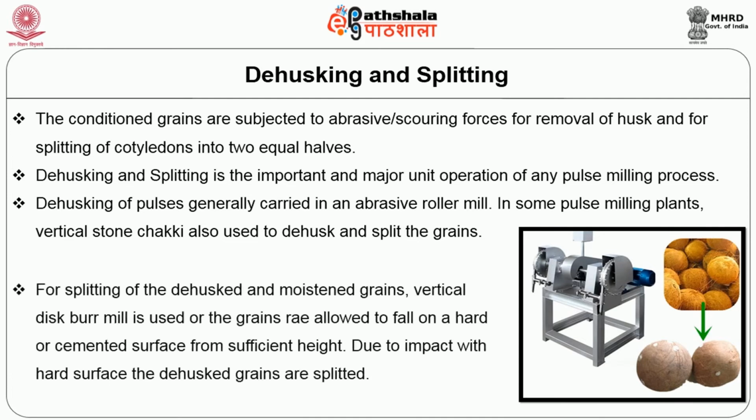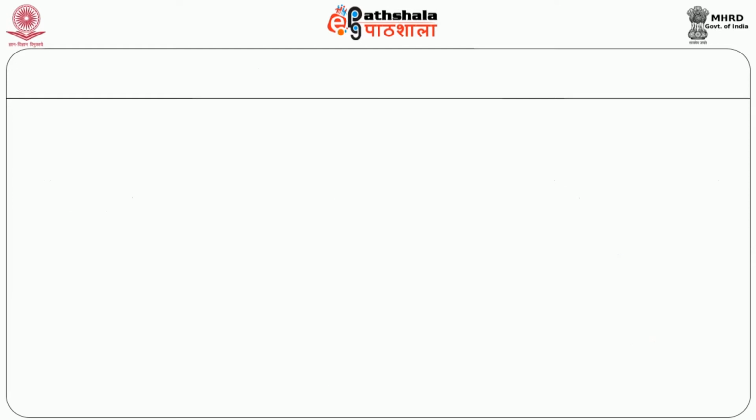For splitting of the dehusked and moistened grains, a vertical disc bar mill is used. The grains are allowed to fall on a hard or cemented surface from sufficient height. Due to the impact with the hard surface, the dehusked grains are split.